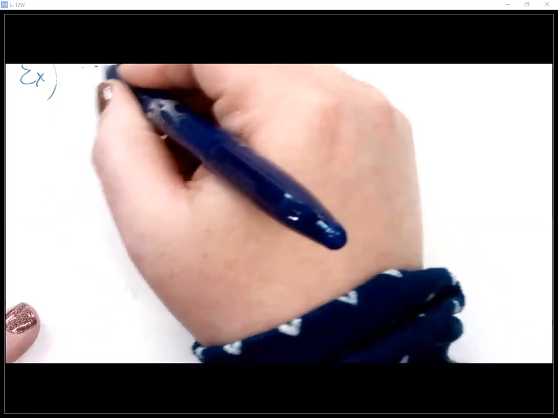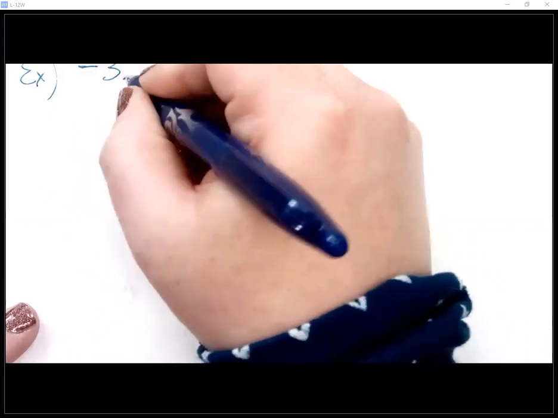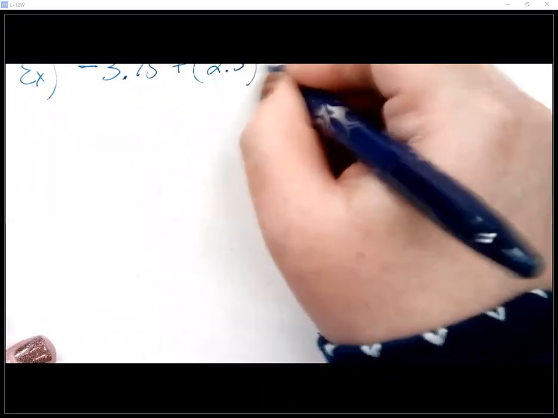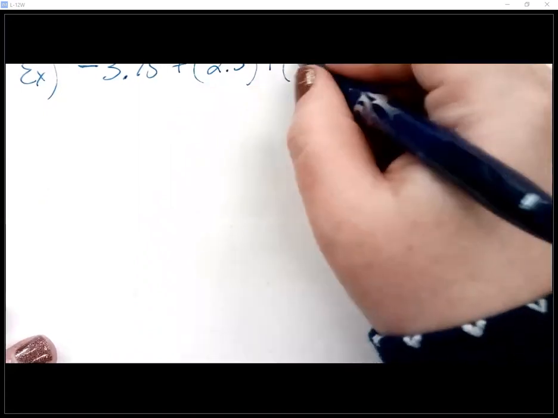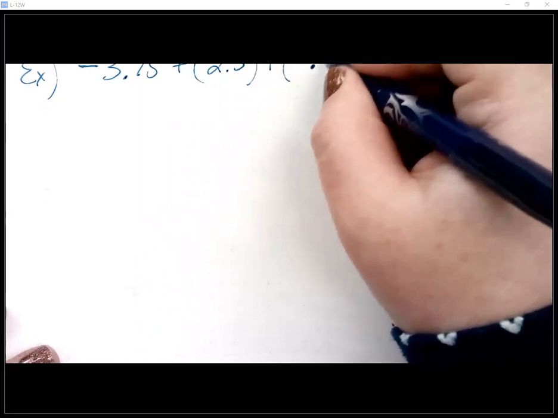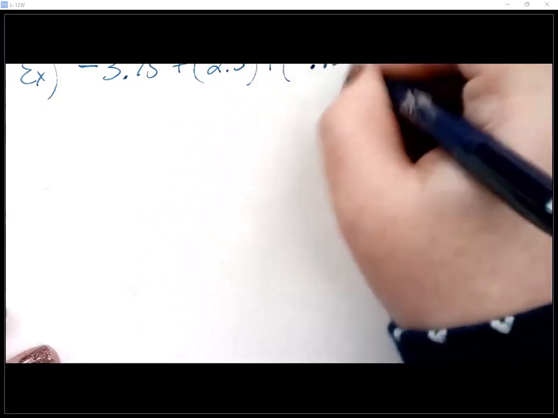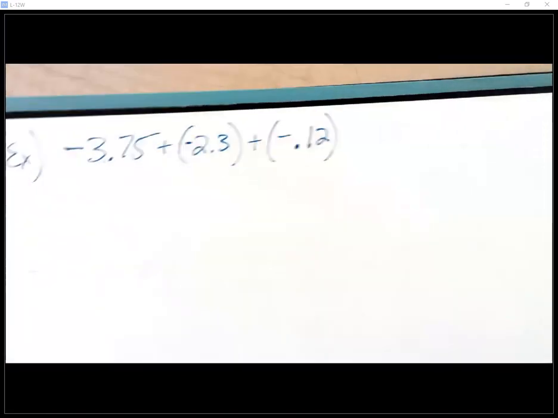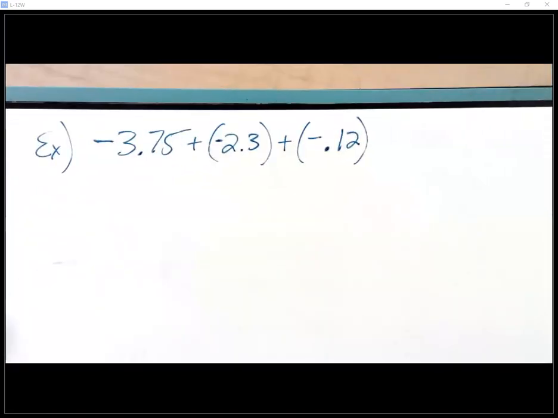Say I had negative 3.75. And I want to add to that negative 2.3. And I want to add to that negative 0.12. So if I wanted to add all 3 of these numbers together, we got kind of lucky here because they all have the same sign, don't they? So what do I do when they're all the same sign?